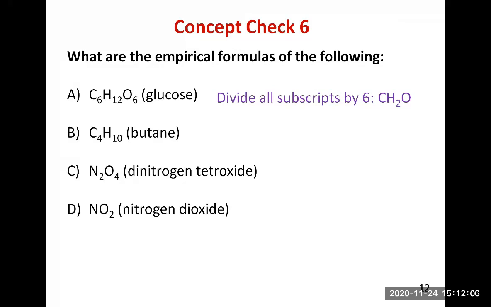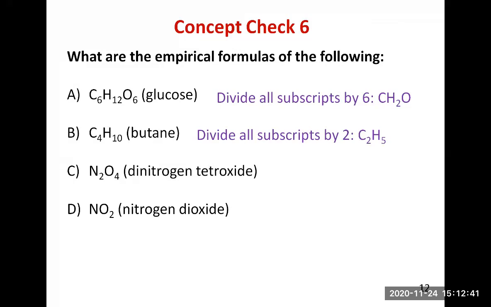Butane, C4H10. Here, if you divide by the smallest subscript of 4, the problem is that 10 divided by 4 will be equal to 2.5, and that's not a whole number. So we cannot divide by 4. So we have to find a common factor here, and that's going to be 2. If you divide both subscripts by 2, you get C2H5. So you have 2 carbons for 5 hydrogens in this molecule of butane.